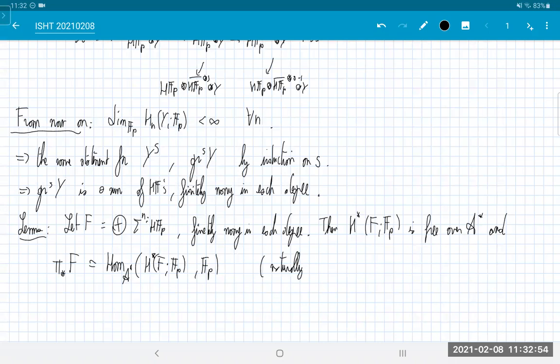Sorry, oh, no, sorry, I need a more general statement. Maps from X to F. And here, H upper star of X, FP, is natural in X and F. Sorry, I forgot I'm doing the more general statement. And this is actually kind of obvious if you look at it.